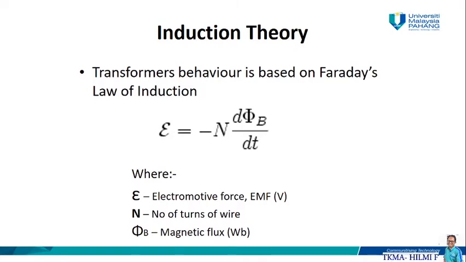Based on induction theory, the transformer's behavior can be observed from this equation, where epsilon, or the electromotive force EMF in volts, is equal to negative N, the number of turns of the wire, times the differentiation of the magnetic flux over time, d phi B over dt.